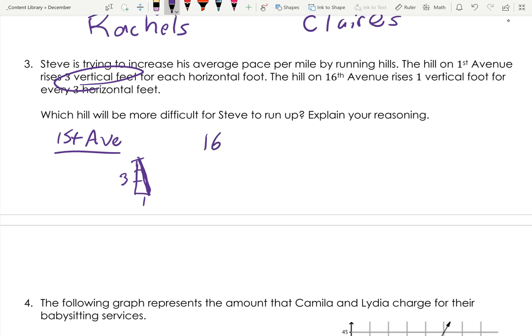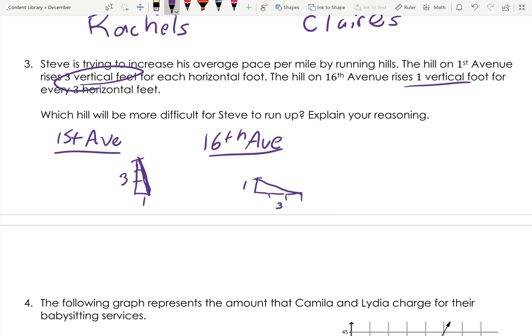Whereas 16th Avenue, it goes 1 vertical foot, so 1 foot up for every 3 feet horizontally. So 1, 2, 3 feet horizontally. Right? 3, 1. So it goes 1 foot up for every 3 feet horizontally, making its slope something more like this. So it's longer and less tall, whereas First Avenue is shorter and taller.